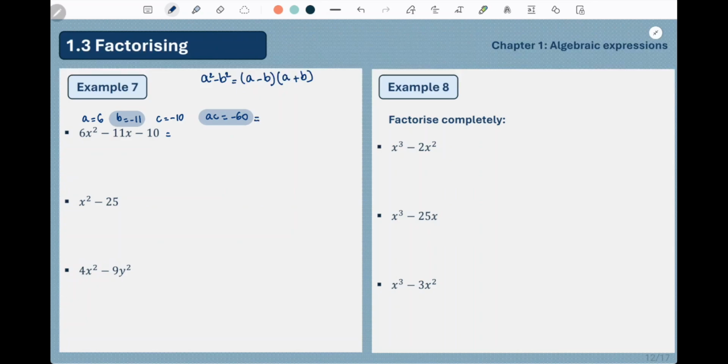So I can think of a couple. I can think of minus 4. So I'm gonna focus on the product first. So how can we do this? Maybe minus 4 times 15 or minus 2 times 30, and now let's assess which one works in our case. So minus 2 times 30 gives you minus 60, but when it comes to adding them together, it fails miserably. It gives you 28 or minus 28 if we flip the sign.